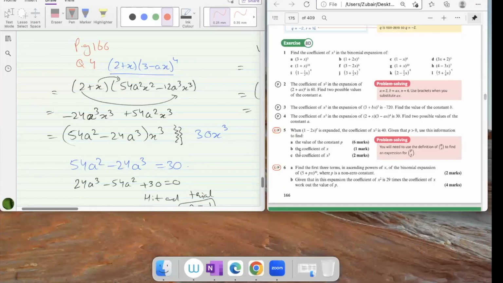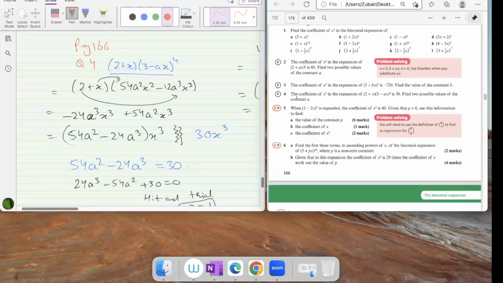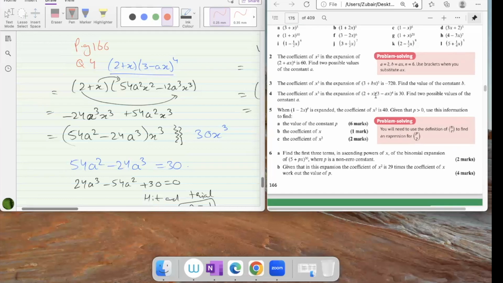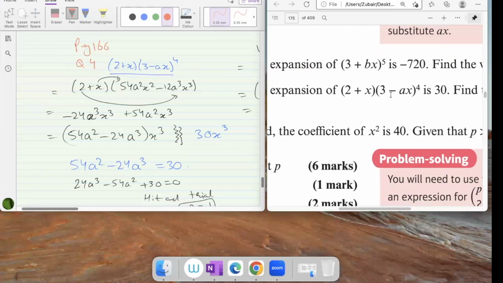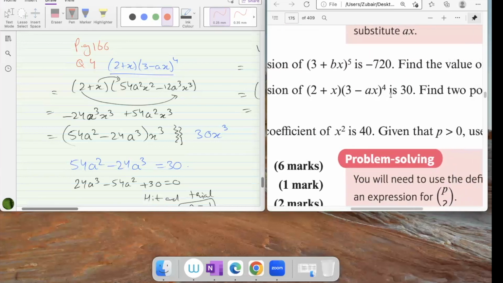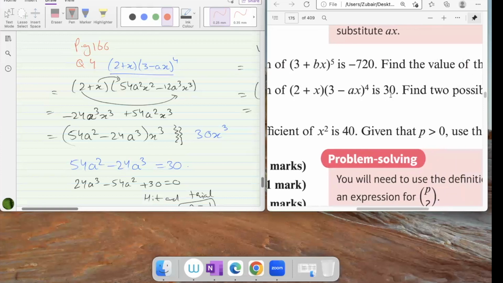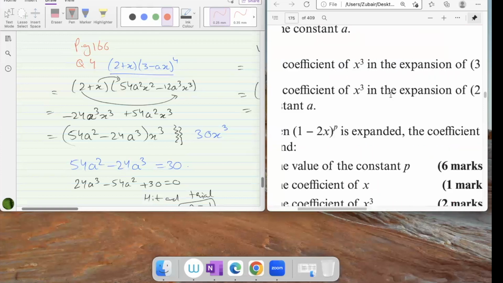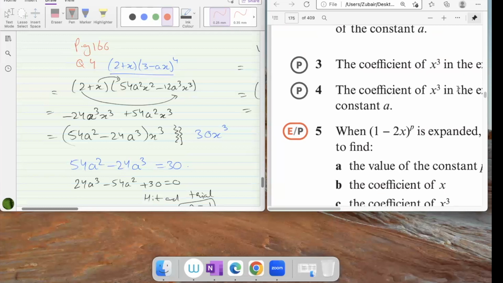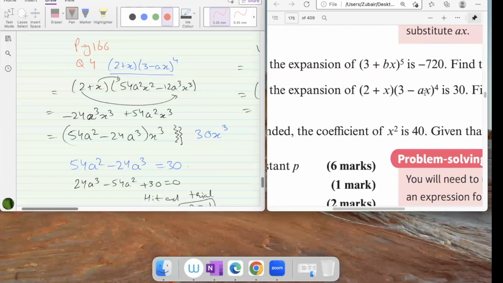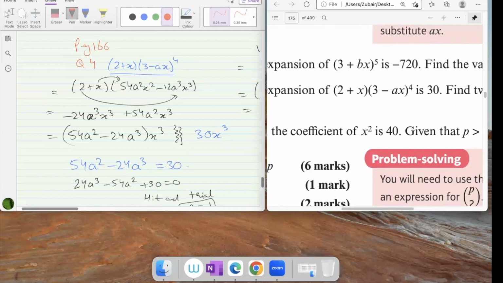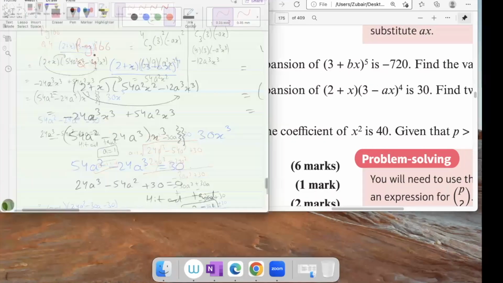Okay, this was the question which we left yesterday. Question number 4, the coefficient of x cube in the expansion of 2 plus x times (3 minus ax) power 4 is 30. So find the possible values of a. We will expand these, pick out the terms which contain x cube only, and then compare with 30. So the question starts here.